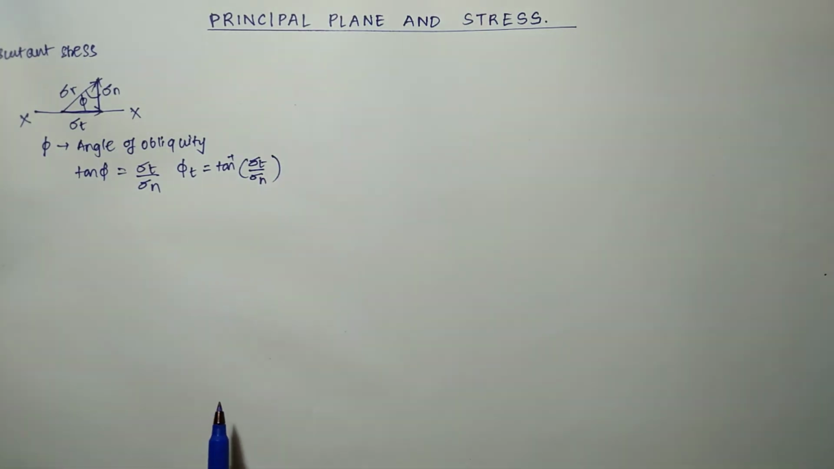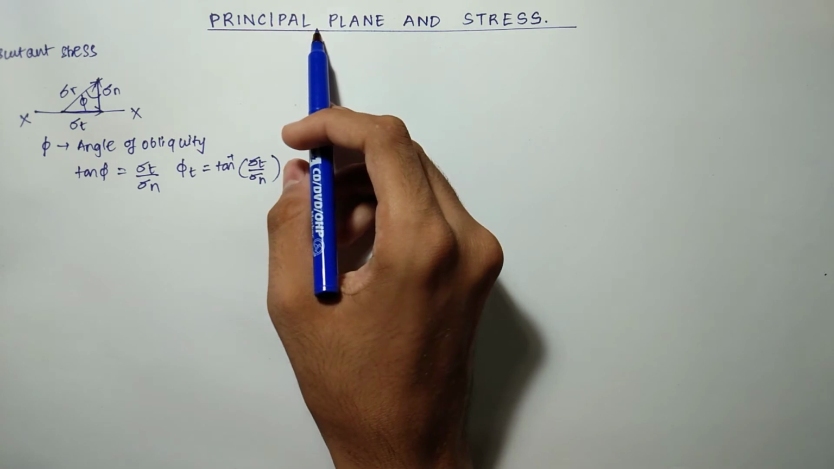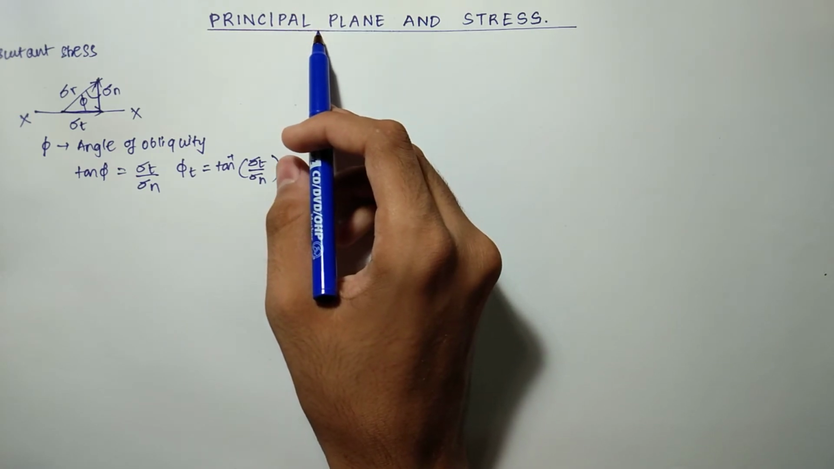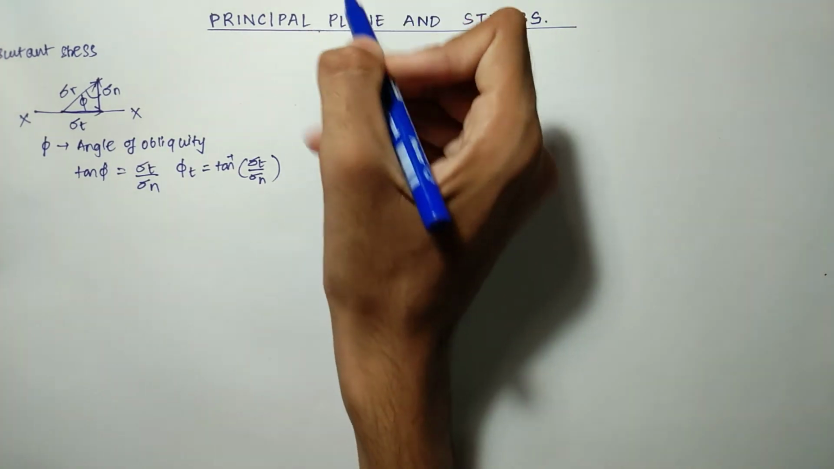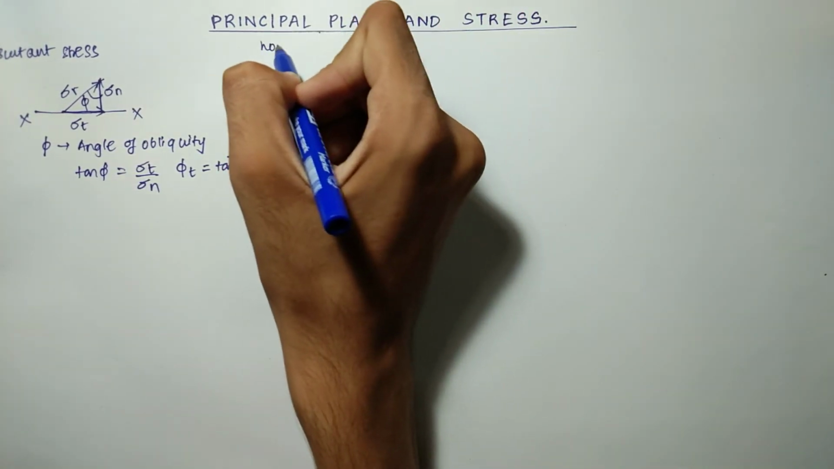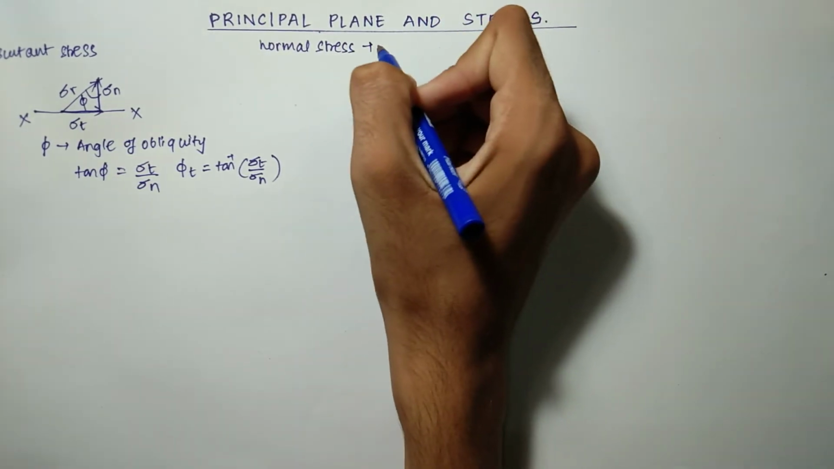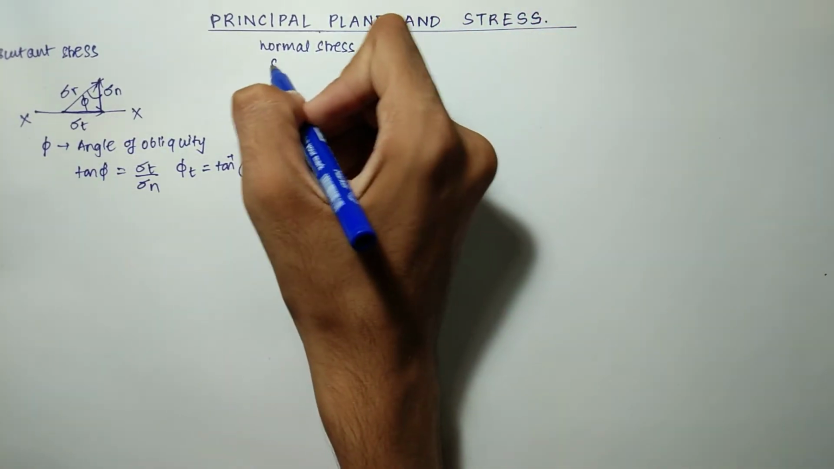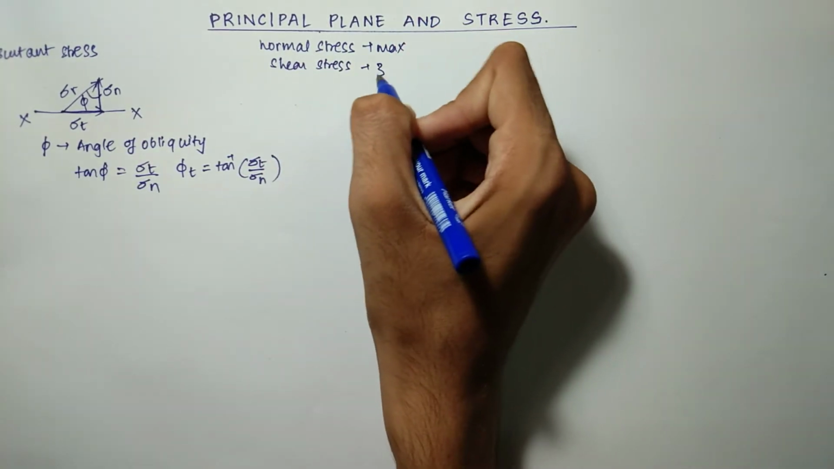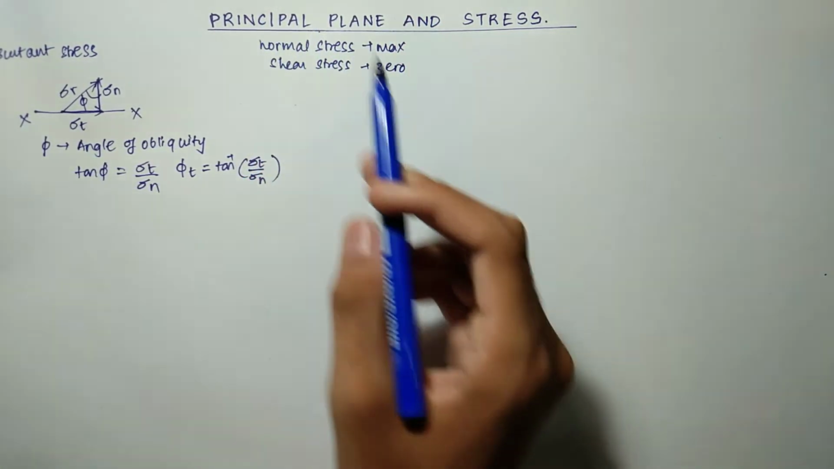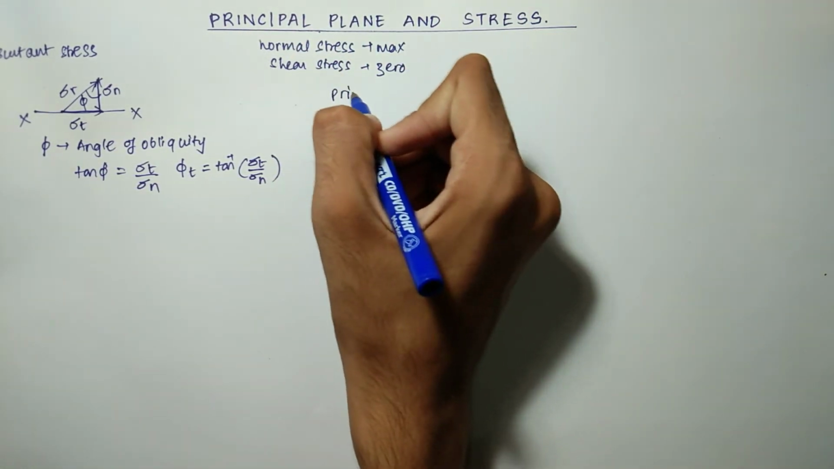Now the next important point is regarding the principal plane. One can define the principal plane as a plane where the shear stress is 0 and the normal stress is maximum. Such a plane is called a principal plane and the corresponding stress is known as a principal stress.